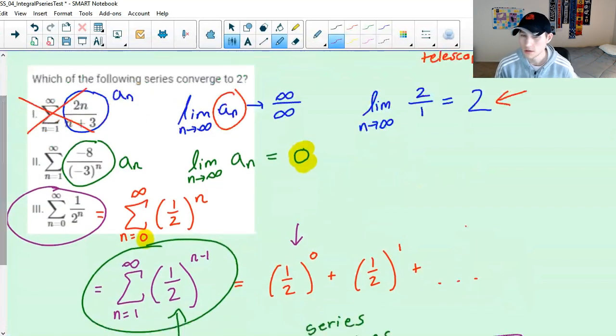The first series we knew didn't work because of the nth term test. Since we got an actual value for the sequence, we know that the series diverges. So remember, the sequence is just like the formula part. A sequence is just a list of numbers. A series tells you to add all those numbers up. So if the sequence converges to something other than 0, then this series will diverge.